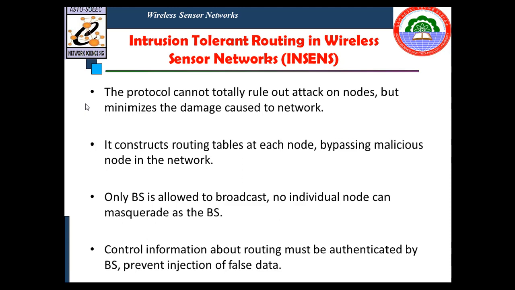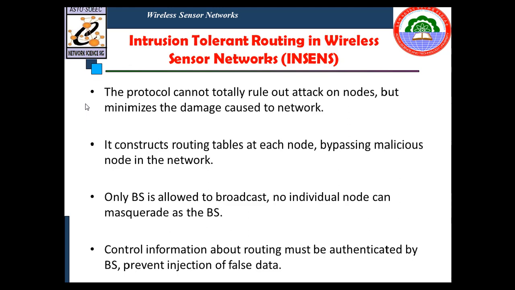So next we'll go for another protocol called INSENS. In INSENS, we can say this protocol cannot totally rule out attacks on nodes, but minimizes the damage caused to that particular network. So INSENS has two phases. Again, one is route discovery and the second one is data forwarding. So in the route discovery phase, the base station sends a request message to all the nodes in the network using multi-hop. Any node receiving a request records the ID of the sender, and the nodes respond with their local topology by sending feedback. The messages are protected using a shared key mechanism.